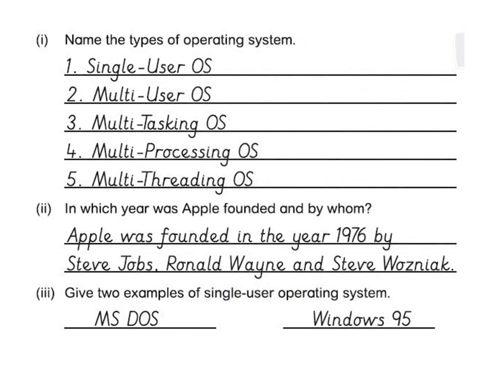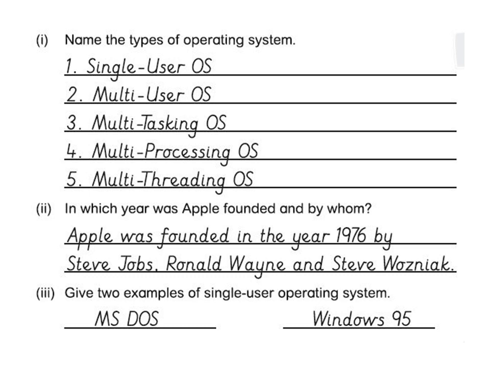Name the types of operating system. Number 1, single user operating system. Number 2, multi-user operating system. Number 3, multitasking operating system. Number 4, multiprocessing operating system. Number 5, multi-threading operating system.